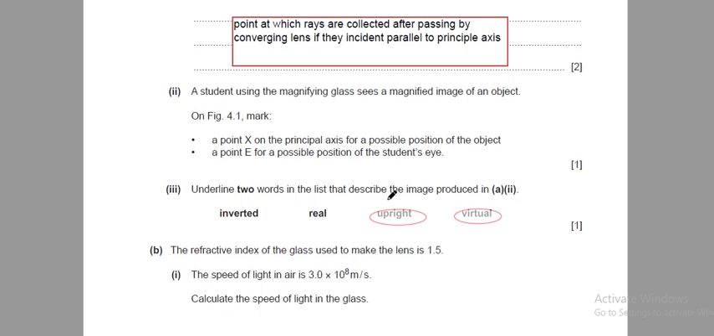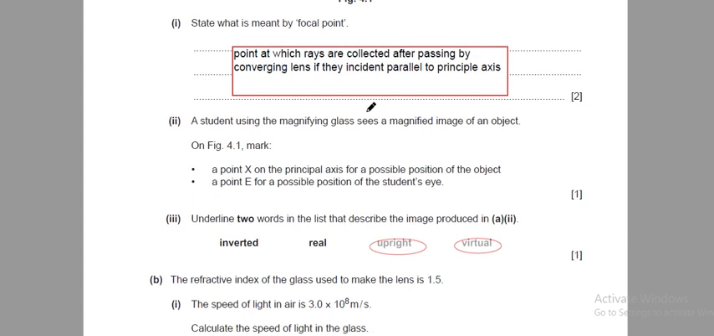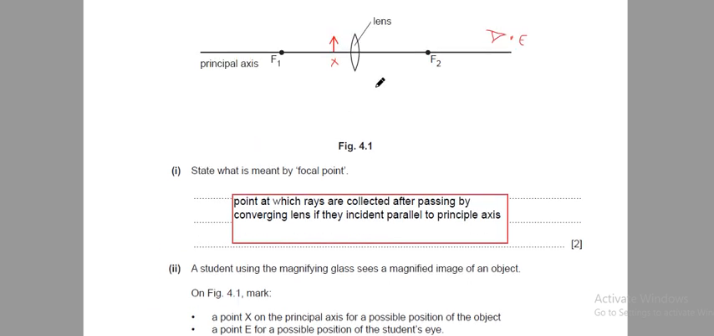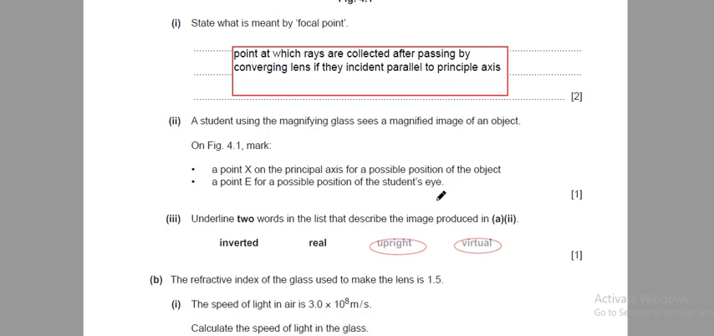Student using magnifying glass to see magnified image of an object. Point X on principal axis for possible position of object should be between the focus and the lens. E for possible position of eyes of student. We know that the magnifying glass will form a virtual image, so it is the extension of the rays and the eye should be here. And the image formed will be virtual and upright.